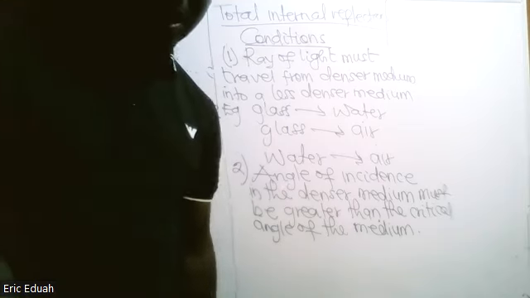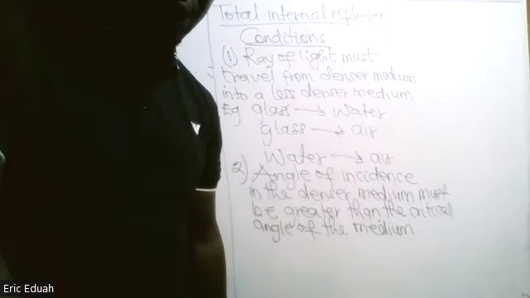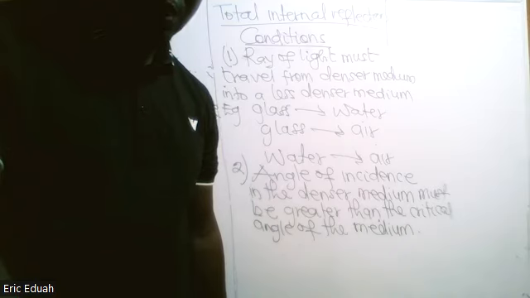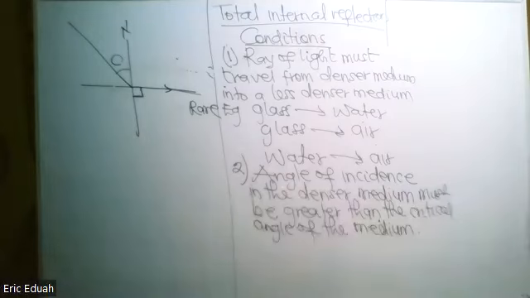Can somebody else give it a try as to explaining what total internal reflection is? Please, I think total internal reflection is a phenomenon which occurs when light travels from a denser medium to a less dense medium at an angle of incidence that is greater than the critical angle. Okay, that's also great.